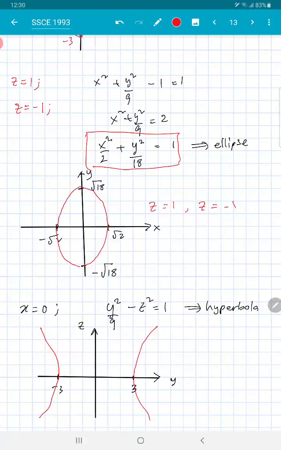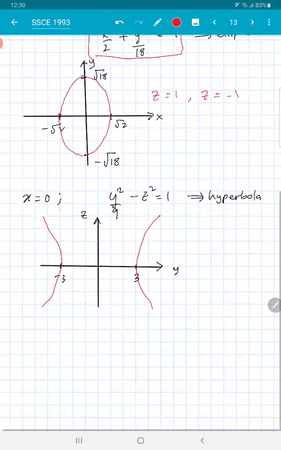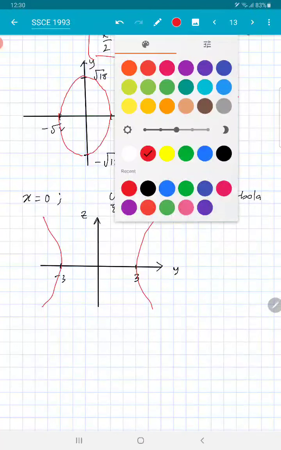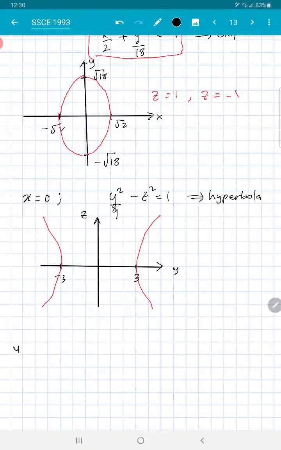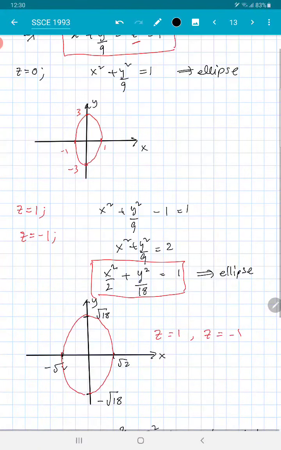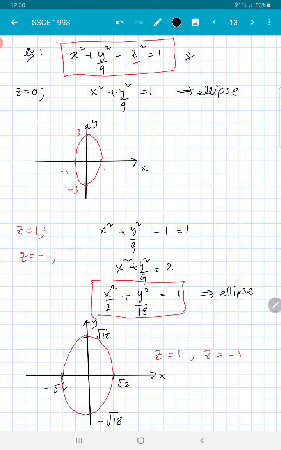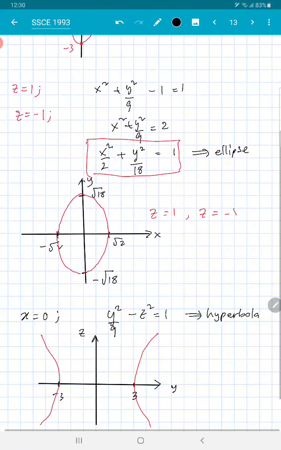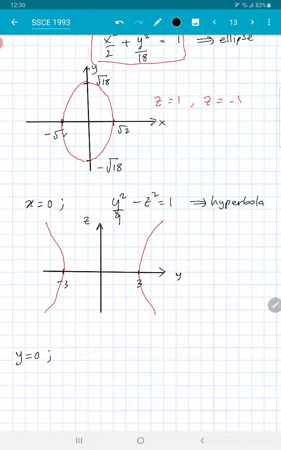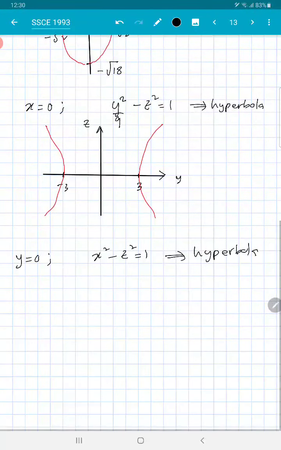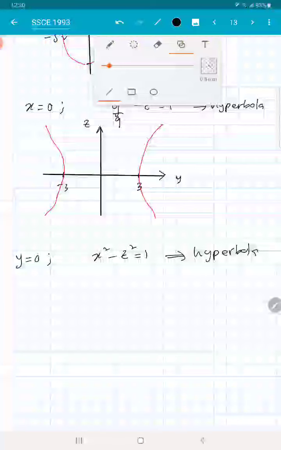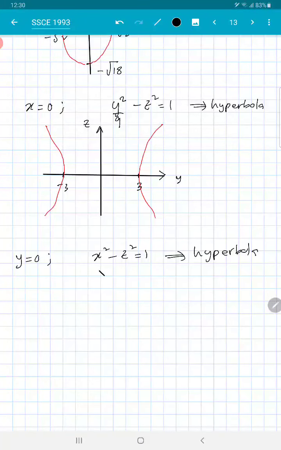Okay, and then we need a view from the side. So the view from the side, we're gonna let y be a constant. I'm gonna pick y equals 0. So when y is 0, replace it in this equation, we end up with x squared minus z squared equals 1. And again, this is an equation of a hyperbola. Okay, so sketch this on the xz plane.